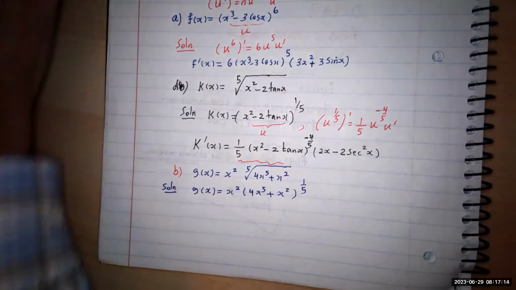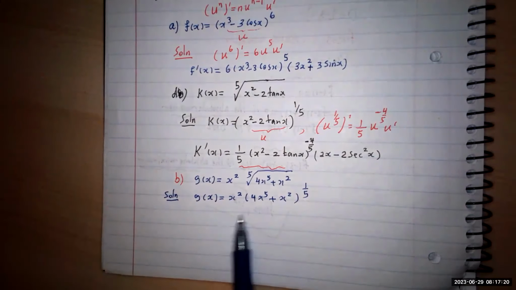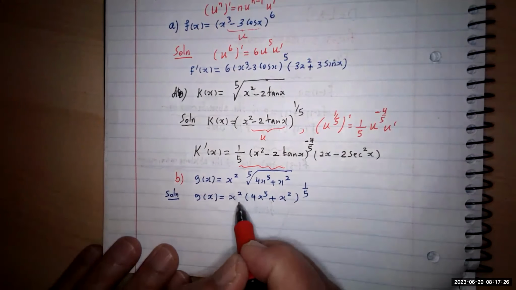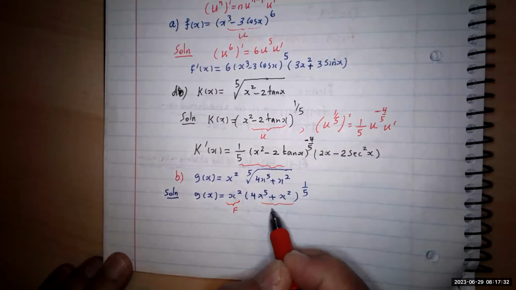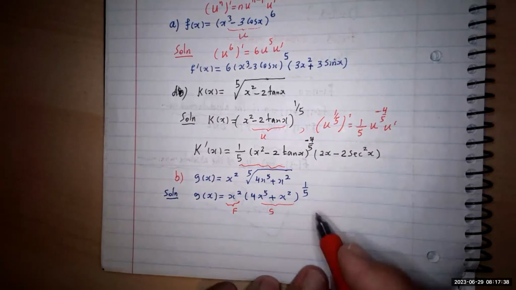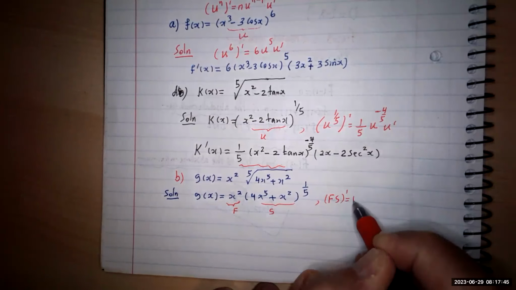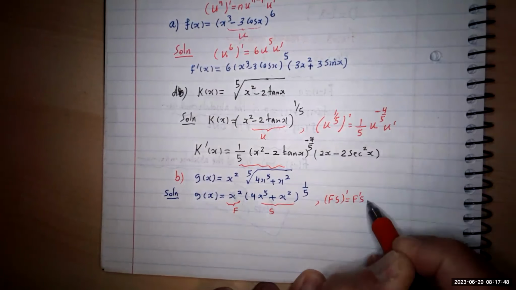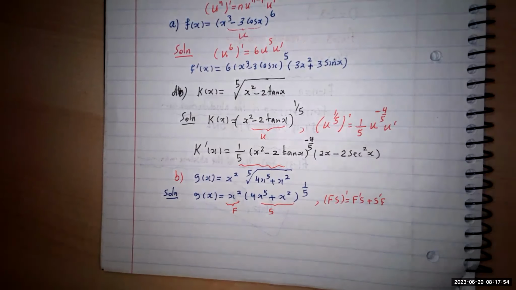Now the difference between this problem and the other one that we did is the fact that it's a product of two functions. The first function is x squared, and the second function is going to be a kind of u type. So you realize that you have to apply the product rule. The product rule is derivative of the first times the second, plus derivative of the second times the first. That's the difference between this one and the other one.